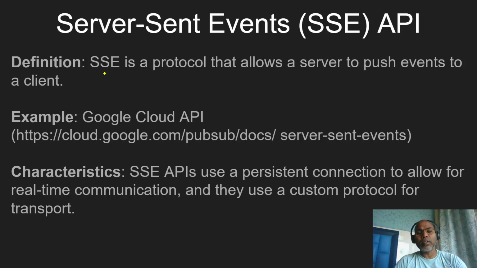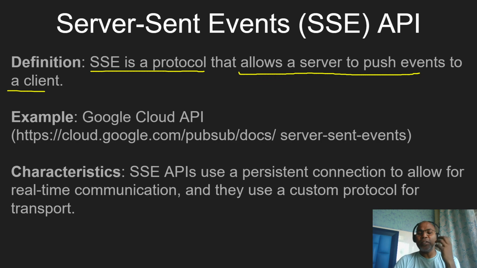SSE is a kind of protocol that allows the server to push events to the client. You can use it in scenarios where your client needs notifications, or needs push events from the server. In those scenarios, you can design a server-sent event API, and Google already has an example for that. They still use a persistent connection to allow real-time communication between the client and the server.